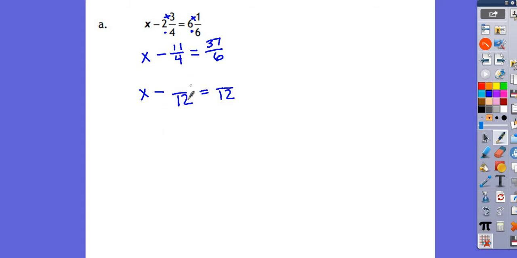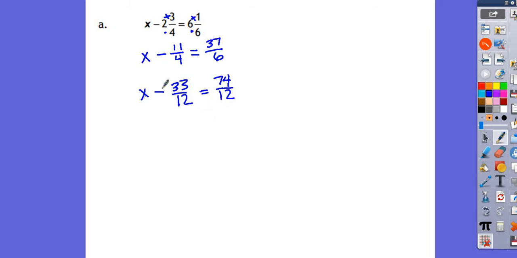How does a 4 turn to a 12? 4 times what gives me 12? 3. So 11 times 3 gives me my numerator. 6 times what gives me 12? That's 2. So 37 times 2 gives me 74. Now I have common denominators and I can solve this.